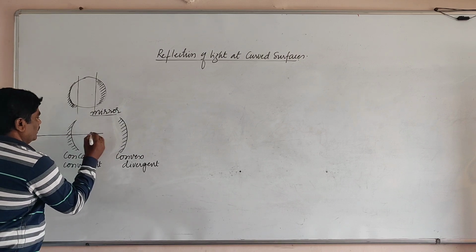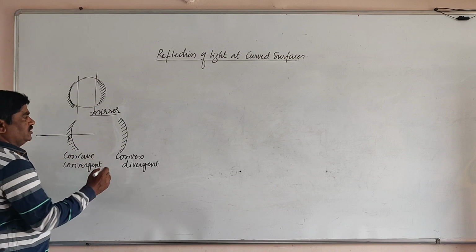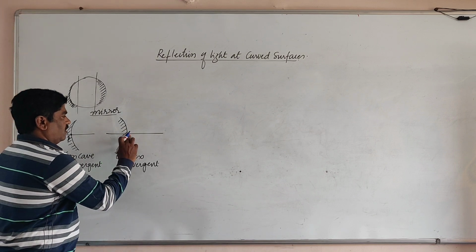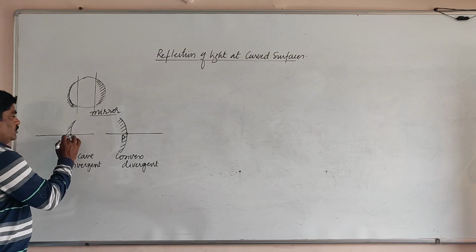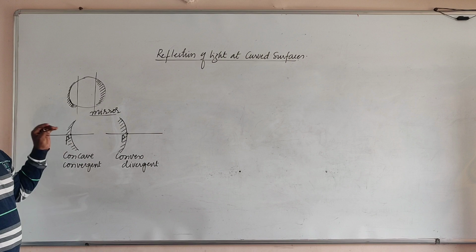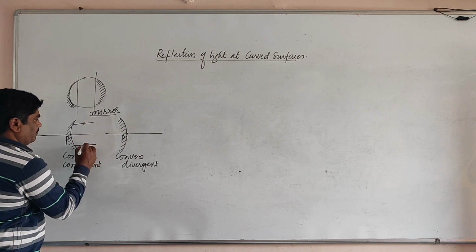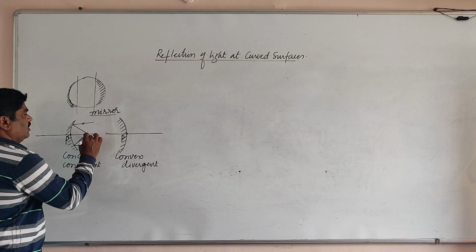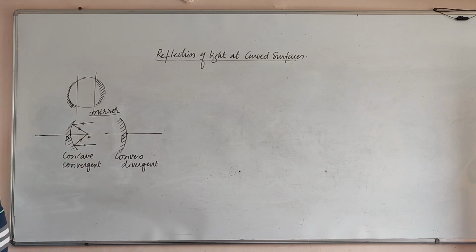According to this, the line that passes through the central part, the pole, is called the principal axis. This is P. The geometrical center of these curved surfaces is always called the pole of the mirror. Any line passing through it cannot be deviated. And the rays which are incident, like this one, will be reflected and meet at a point. This is called the principal focus. After reflecting, the light rays meet at this point, that is called the principal focus.